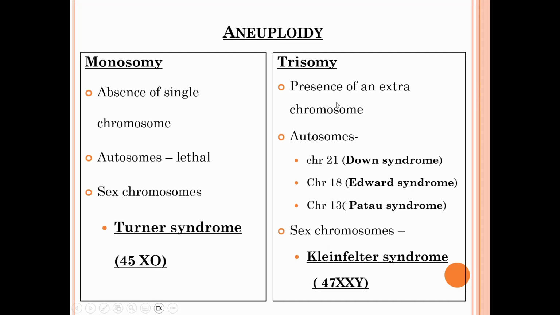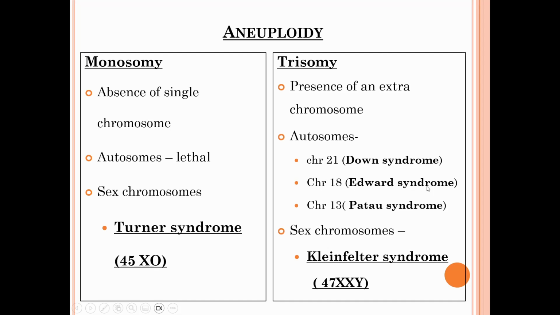Trisomy, here there is an additional or extra chromosome. An example of trisomy, if you say chromosome 21, there is a triploidy, sorry, not triploidy. If I am using the word triploidy, it means 3 sets of chromosomes. So if an additional chromosome is there, it is trisomy. So if it is trisomy 21, it is Down syndrome.